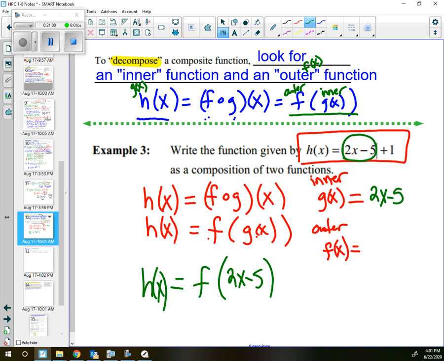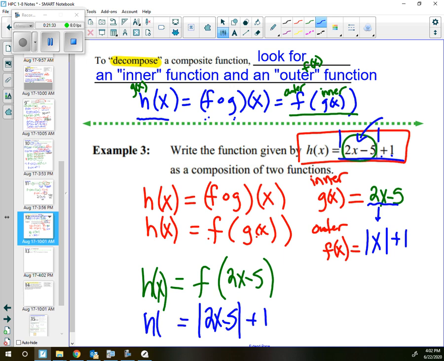Now, what would I have to put that 2x minus 5 into to get this entire thing for my answer? Well, the 2x minus 5 sure looks like it went into absolute value bars, and then you have to add 1 on the outside. So what if f of x was absolute value of x? Remember, you're replacing this whole 2x minus 5 in for x, and then we need a plus 1 on the outside. Let's see if that works. If I did f of 2x minus 5, that would mean plug in 2x minus 5 into the absolute value, and then add 1. And sure enough, there's your h of x.